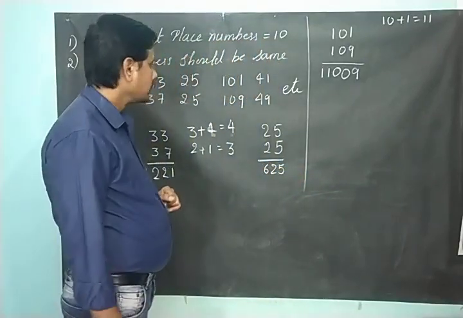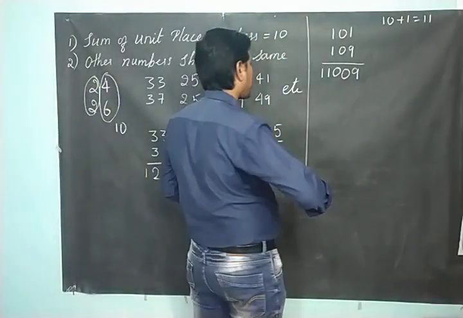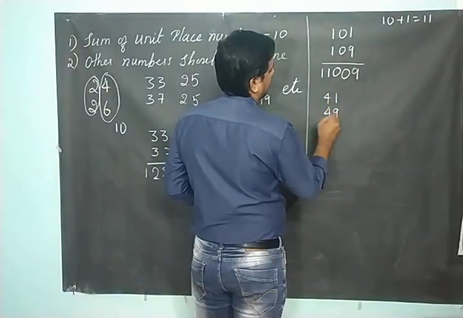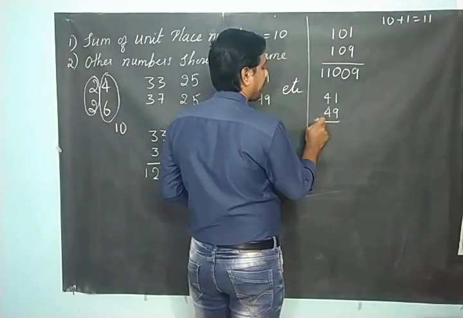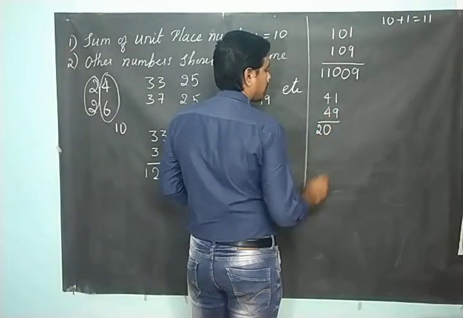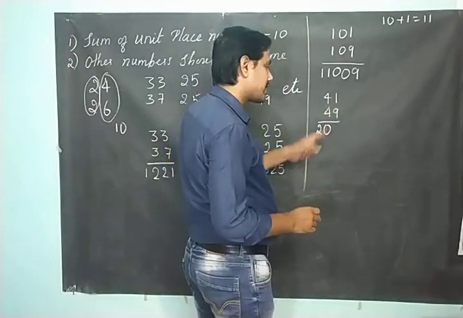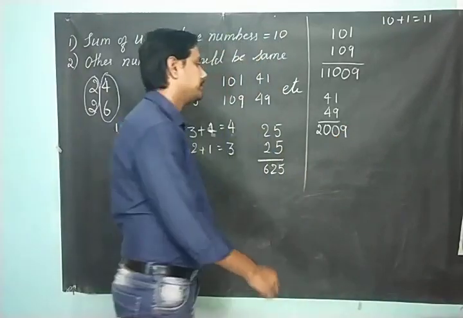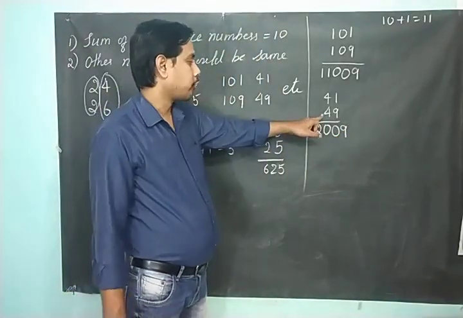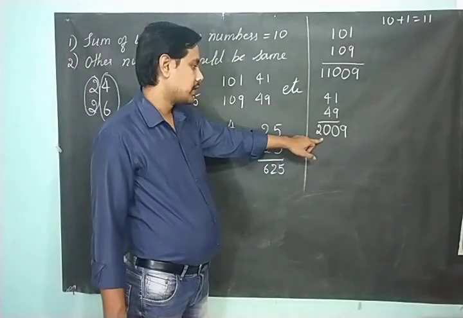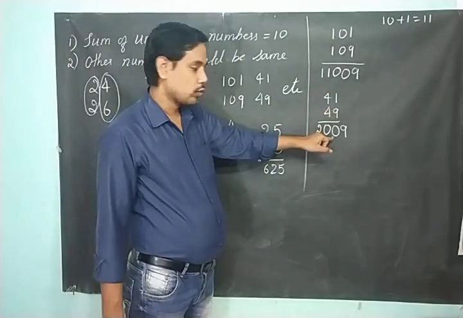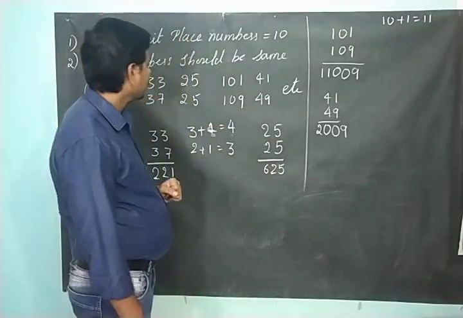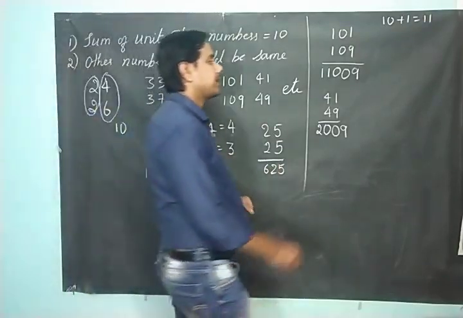Okay. So next, once again, 41 and 49. 4 plus 1 is 5. 5 into 4 is 20. 9 into 1 is 9. Once again we cannot write 9. We should write 09. Is that clear? 4 plus 1 is 5, 5 into 4 is 20, 9 into 1 is 9, so 9 has to be written as 09. Right?